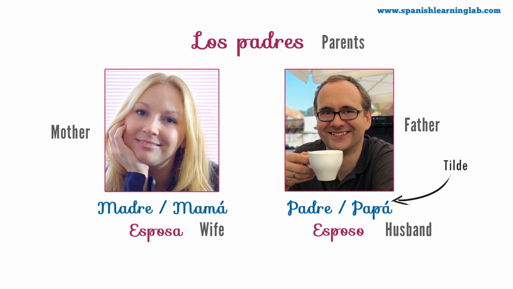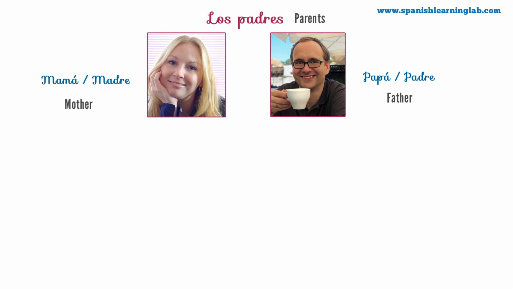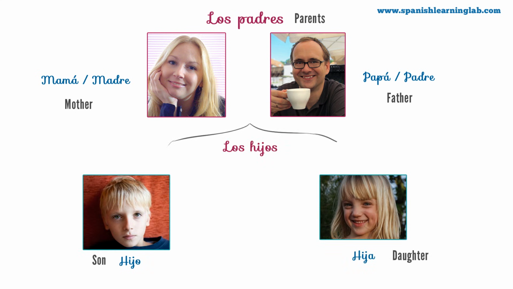If they were married they would be esposa and esposo. Let's review the pronunciation of these words. Los padres, madre o mamá, padre o papá, esposa y esposo. Couples often have children, or as we would say in Spanish, los padres tienen hijos. This family has un hijo and una hija. The relationship between los hijos is that of hermanos.